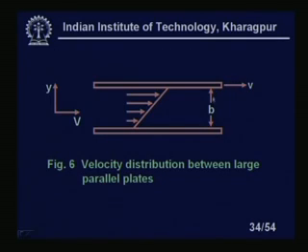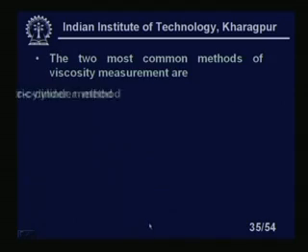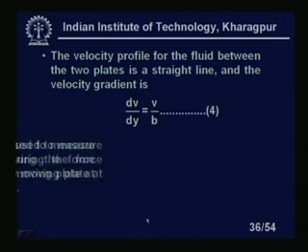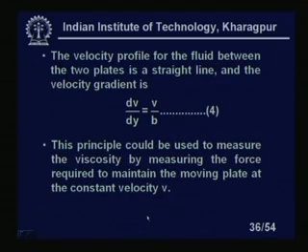You see, this is the separation between the two plates, this is b, this is the stationary plate, this is a moving plate, you see this is a straight line, right. The velocity profile for the fluid between the two plates is a straight line and the velocity gradient is dv by dy equal to v by b. Equation number 4. The principle could be used to measure the viscosity by measuring the force required to maintain the moving plate at the constant velocity v.